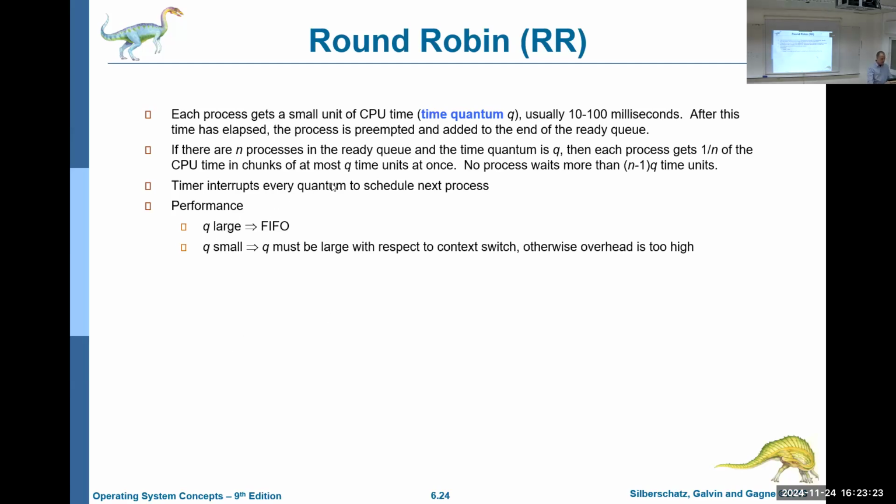The timer interrupts every quantum to schedule the next process. Every computer has a clock, and the minute the operating system puts you into the CPU, it immediately starts a timer. When that timer rings after 100 milliseconds, an interrupt happens. So the operating system sets the stage for the interrupt, which will happen in a certain amount of time. We call it an alarm or a timer.